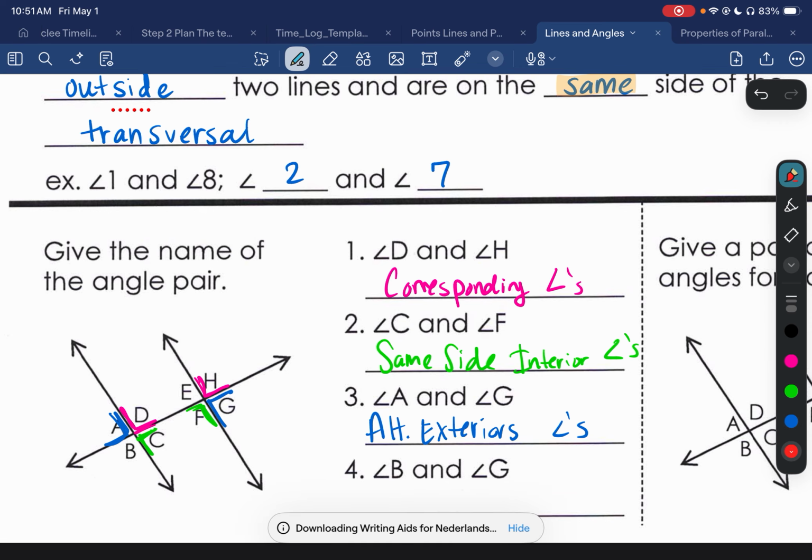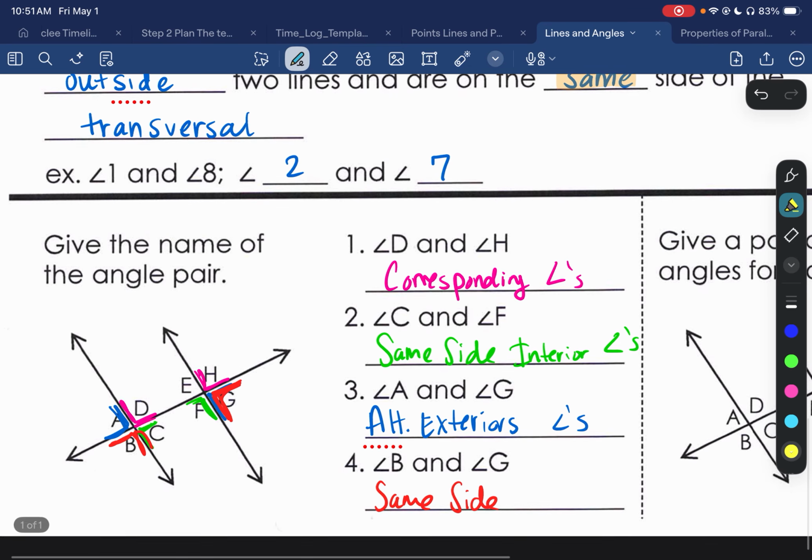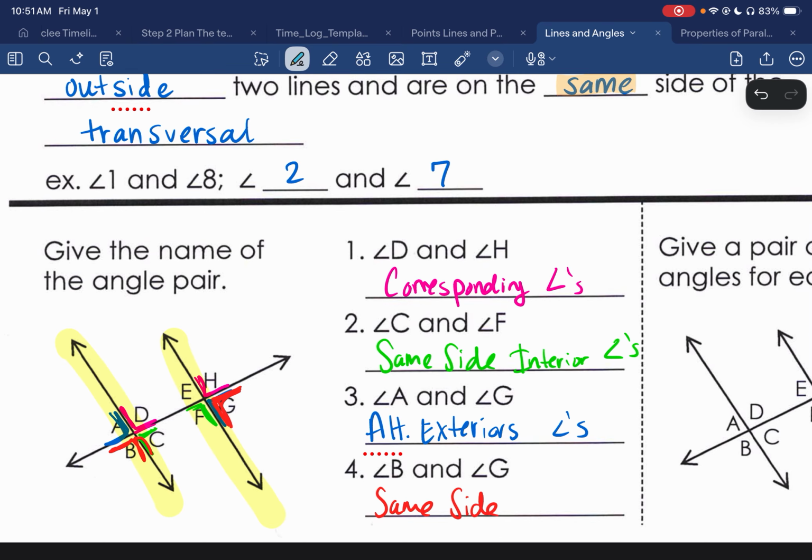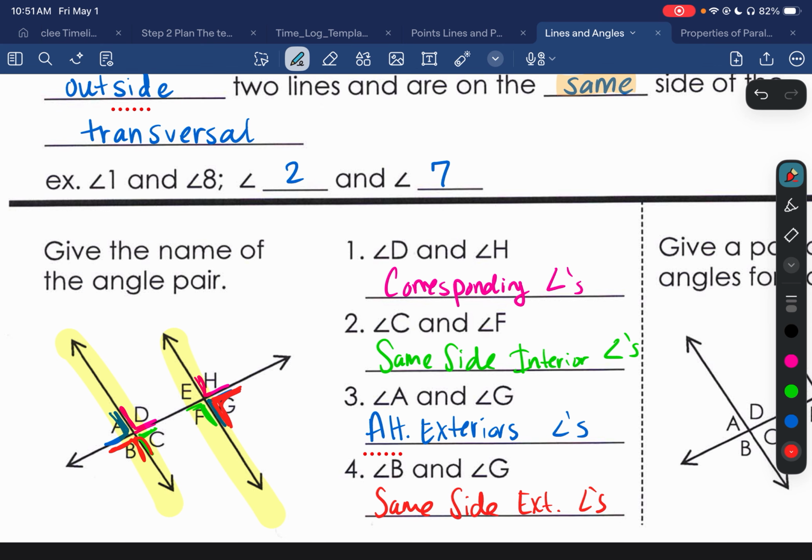Okay, last one. Sorry again, if I'm going fast, hit the pause, then hit the play. B and G. So here's my B, there's my G. Well, first of all, those are on the same side, so we can say same side. Okay, and then are those interior angles or exterior angles? Those are exterior. They're outside of your parallel lines. Okay, same side exterior angles. All right, last one. Moving on.